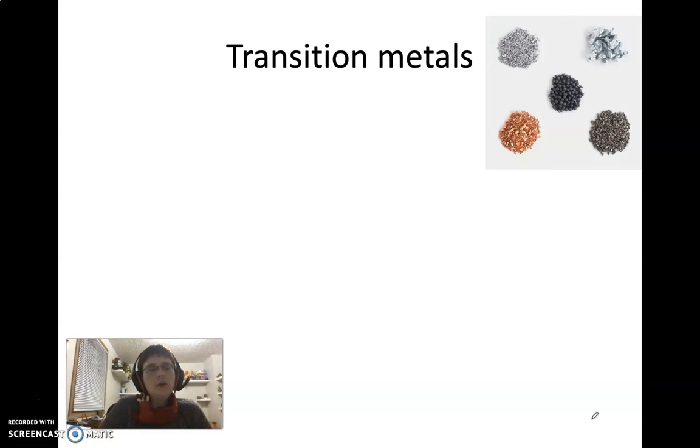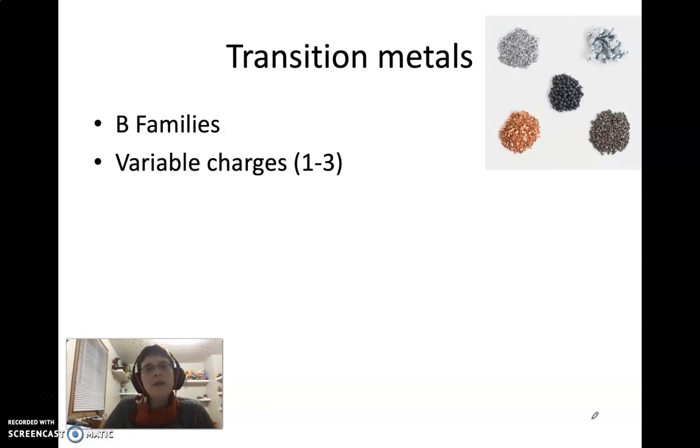All right, so we're just traveling across the table. You may have noticed that. So we're going from left to right. So the next section is that chunk, the B families. So I'm just going to talk about them as a whole group. These are the transition metals. The reason why we treat these guys as the same kind of group is because they have variable charges, meaning they have variable numbers of outer electrons.